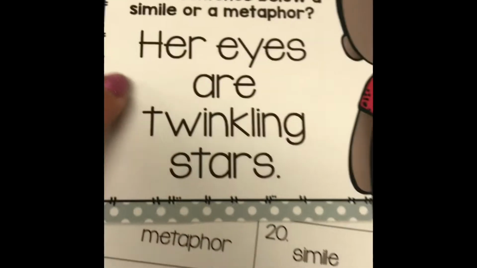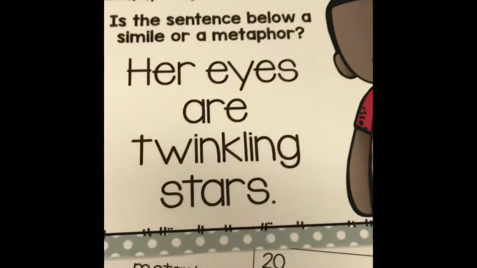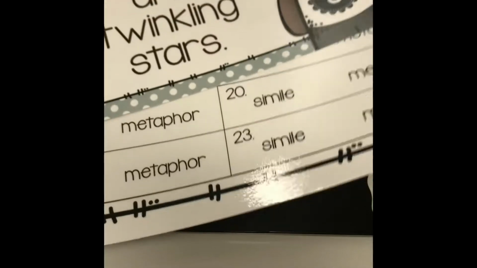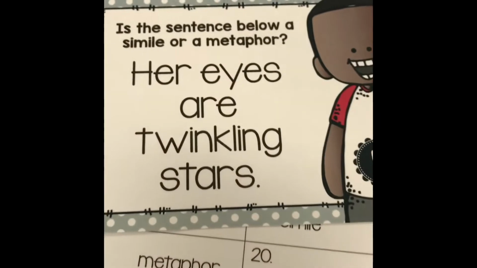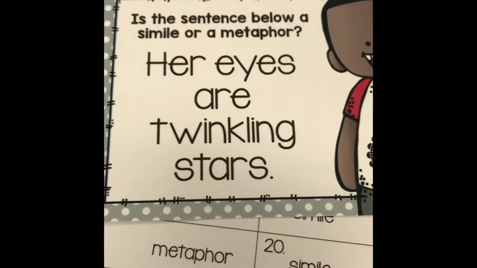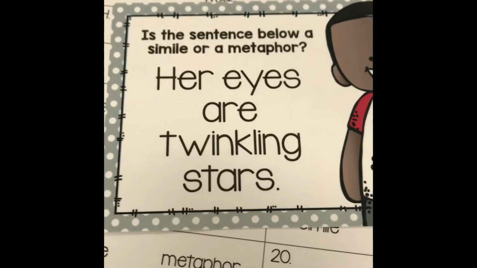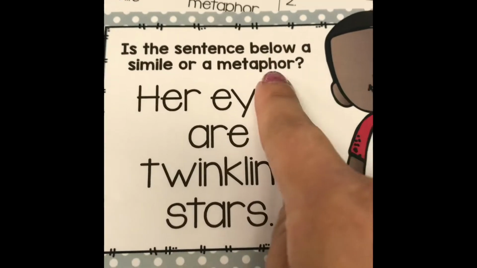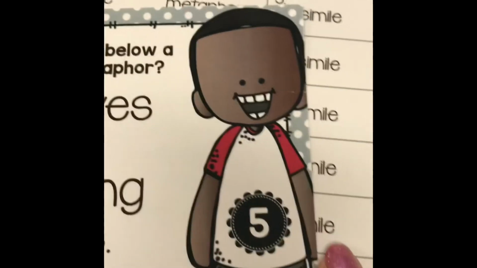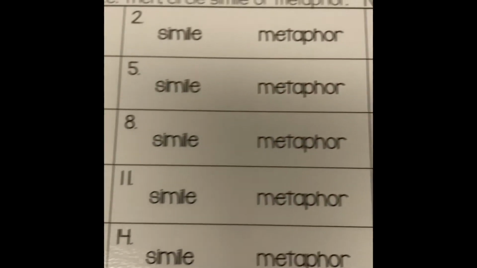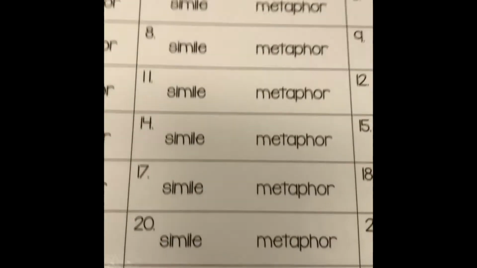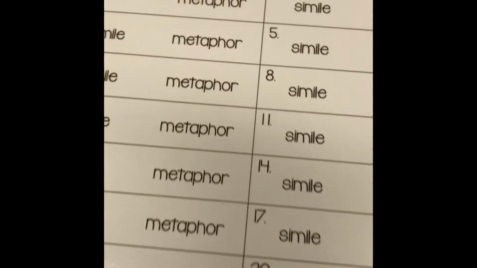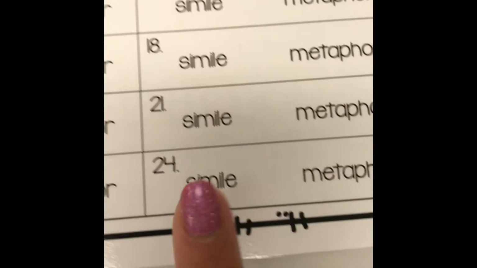So, her eyes are like twinkling stars. My clue is, does this sentence have the word like or as in it? Yes or no? No. So then I would say this is a metaphor. So then I would go to number 5, over here where it says simile or metaphor, and I would circle metaphor. So that's for number 5. You would go ahead and do the exact same thing for all of these, and you have 24 questions.